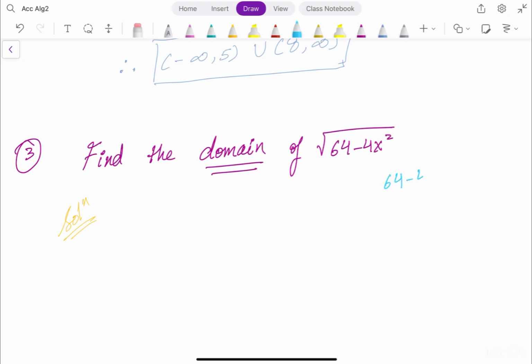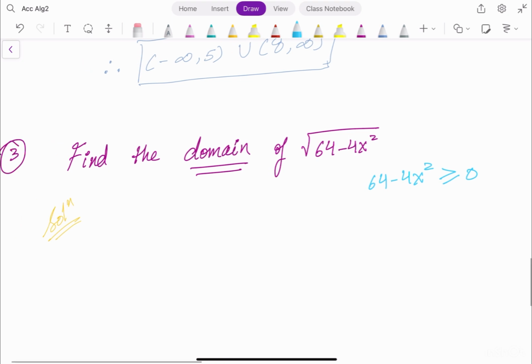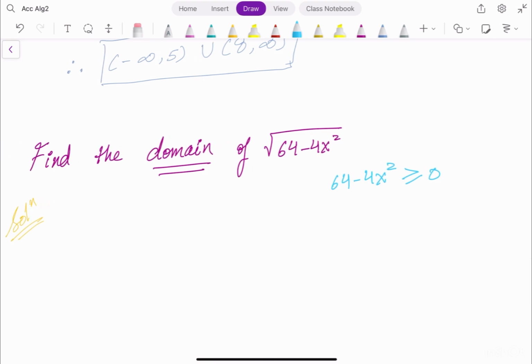So we have 64 minus 4x squared. This should be greater than or equal to 0 because it needs to be defined for the real values, right? So we are taking greater than or equal to 0. If it is less than 0, then it is not defined for the real values, then the imaginary number comes into the picture. That is the reason we are taking the inequality as greater than or equal to 0. So let's factor it out. We can factor in this way. And then we get 4 minus x and 4 plus x greater than or equal to 0. So the factored part is done. Step number 1 is done.